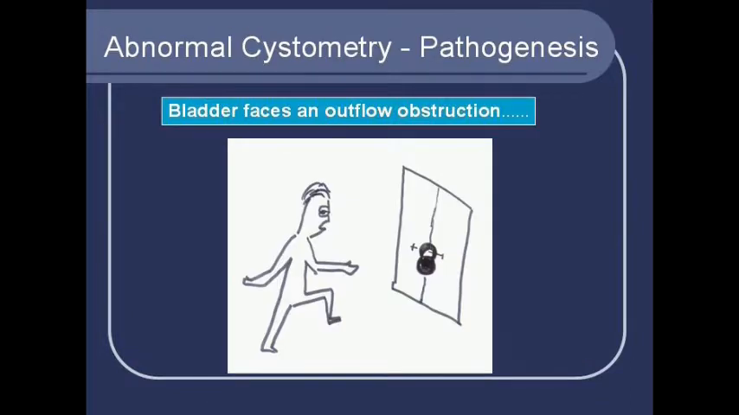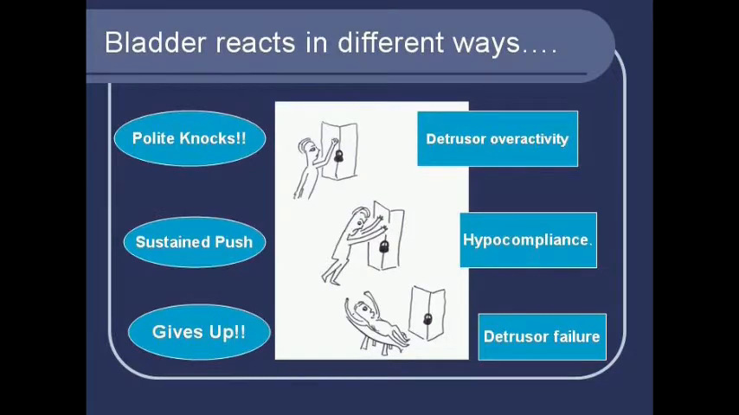Now, I think it's very nice to understand the pathogenesis of abnormal cystometry. In pediatric practice, often we find that it is a situation where the bladder faces an outflow obstruction. You see this gentleman going, and he finds the door locked. So he represents the bladder. Now he's got several options. Imagine yourself in that situation. One can start with polite knocks, and if the knocks don't work, you start banging the door, but still intermittent. That we call detrusor overactivity.